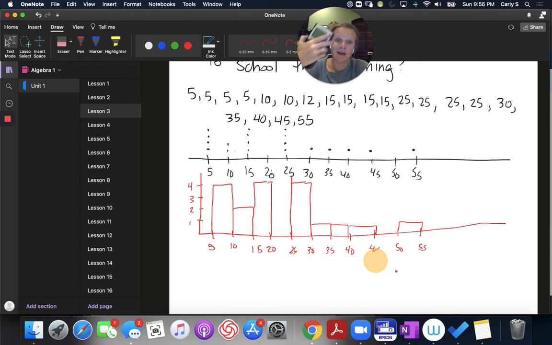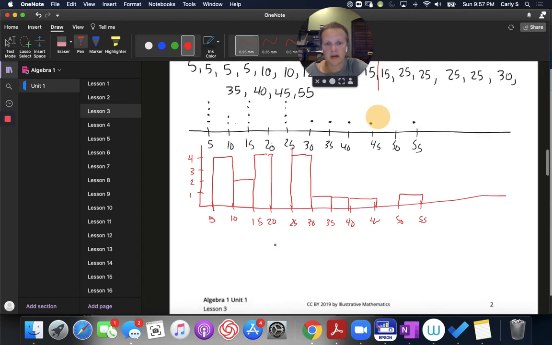Now, the box plot. I need to get my calculator out. I mean, I can do it by finding the middle. 1, 2, 3, up to 20. So 10, and then 10 more right there. So it looks like my 5-number summary, my median, is going to be 15.